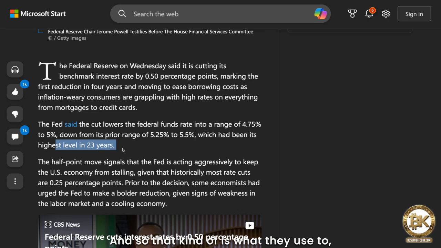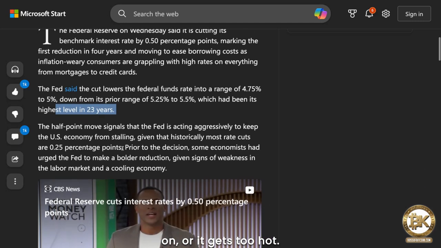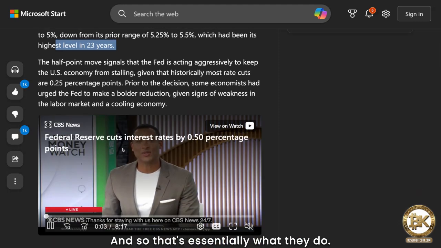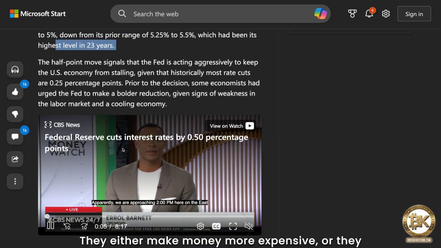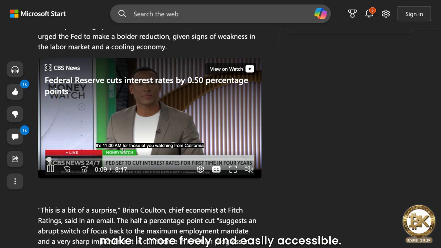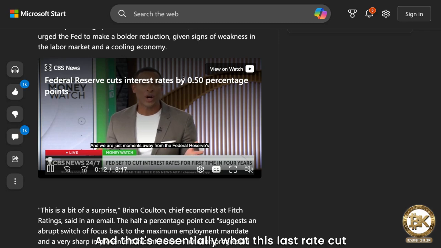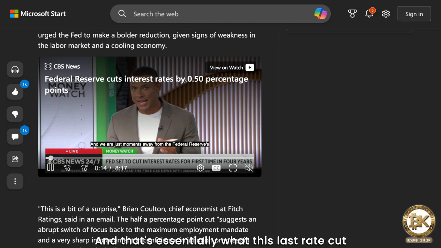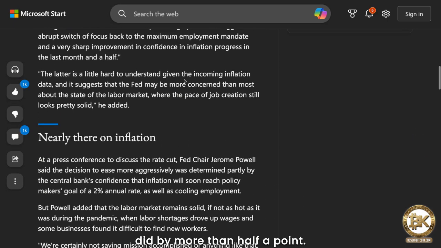It's like a bathtub, and they've got the cold water and the hot water. They're like, oh my goodness, let's turn the hot water on instead of the cold water, and that heats everything up. But then it cools off over time. Okay, well, it gets too hot, so let's turn the cold water back on. That's essentially what they do. They either make money more expensive or they make it more freely and easily accessible. And that's essentially what this last rate cut did, by more than 0.5 point.